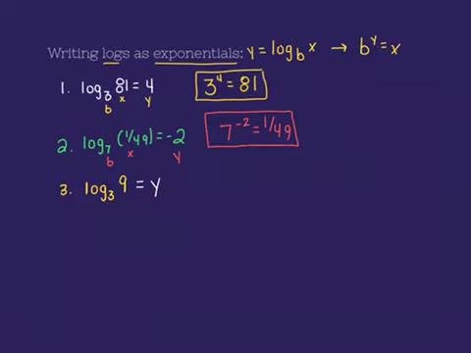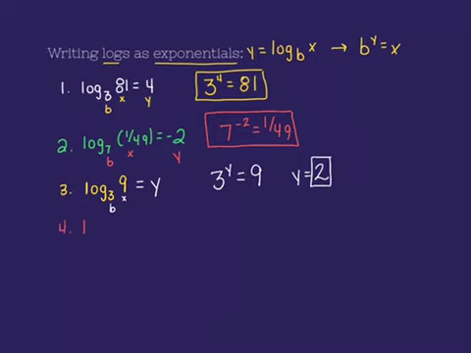So we would rewrite this. Again, this is b, this is x, and we know that this is y. So 3 to the y is equal to 9. And then we can easily figure out that y has to be 2 because 3 squared is 9. So log base 3 of 9 is equal to 2. Let's look at another one.